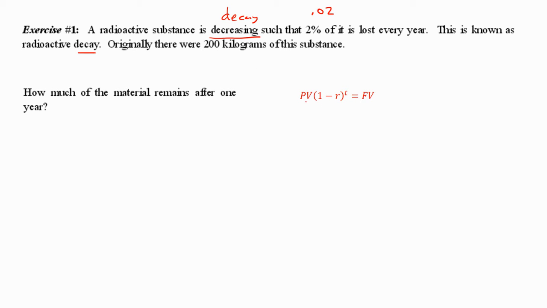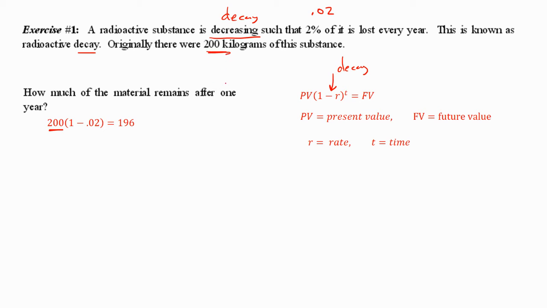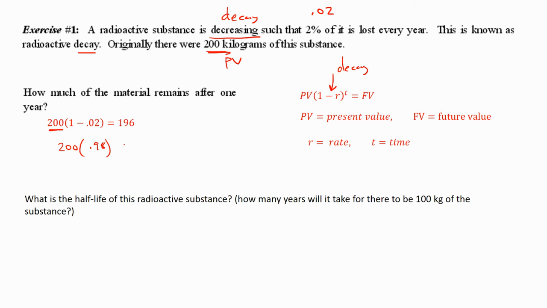We could now just take our formula from the growth and switch the plus to a minus for decay. That's the only difference here. So present value, future value, rate, and time. So we plug in present value is 200 kilograms, and then 1 minus 0.02, and it's after 1 year, so the power here is just a 1. So we're just doing 200 times 0.98, which gives us the 196.